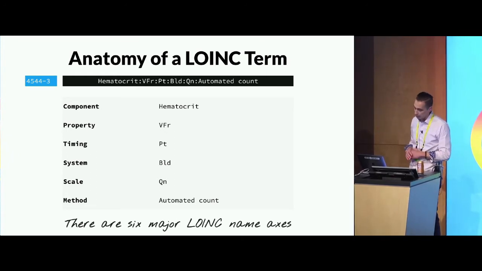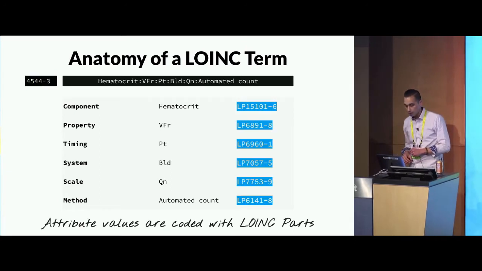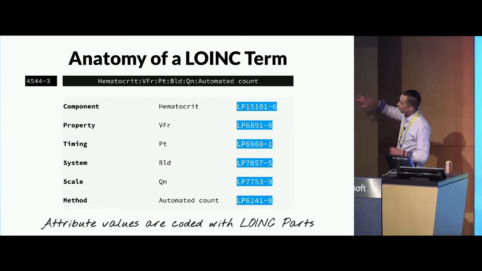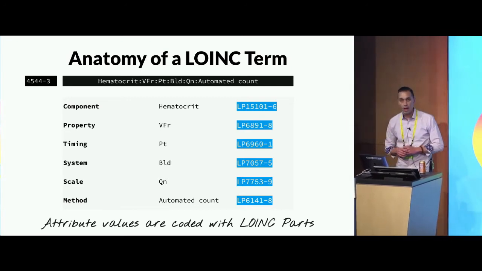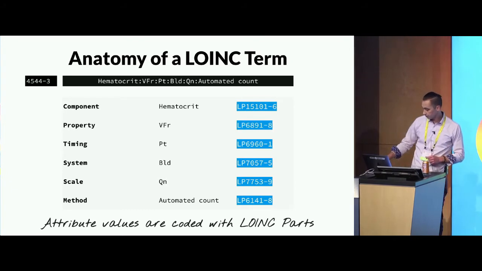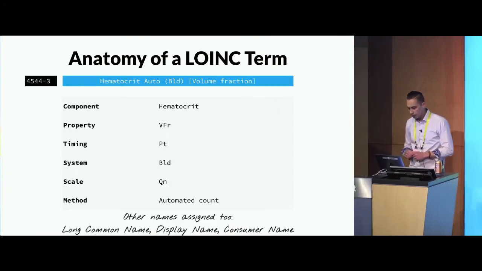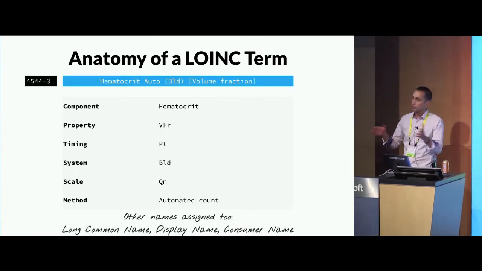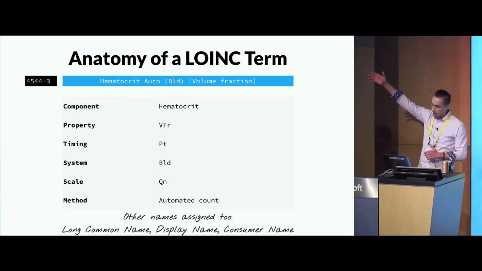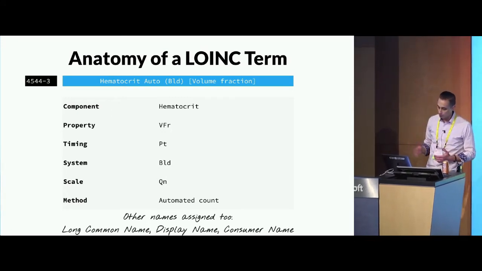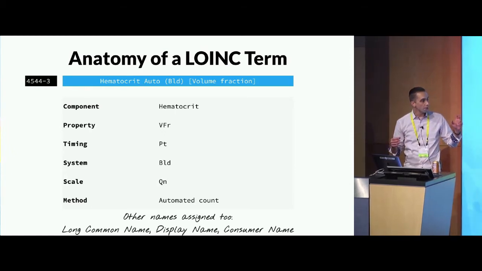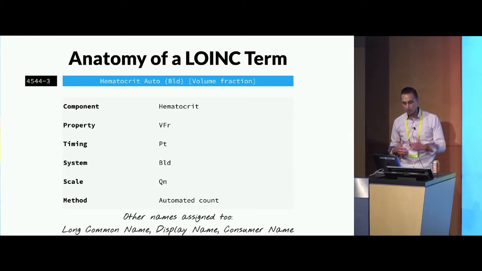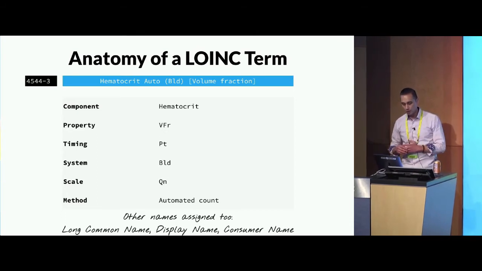So 6 major axes, and we assign identifiers called parts. So LOINC parts have the prefix LP, for each of those attribute values. In addition to the primary name, which is the concatenation of those 6 attributes, we call that the fully specified name, we also can link up and develop a number of other names that are associated with that code to make up the term.